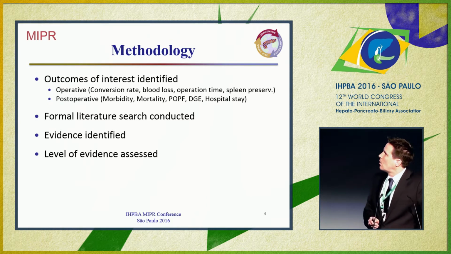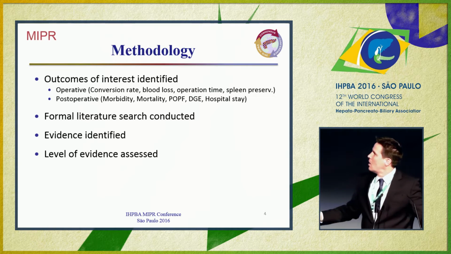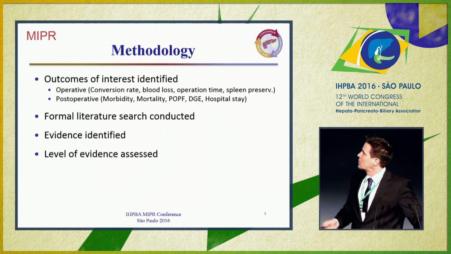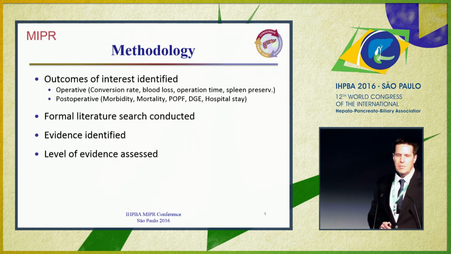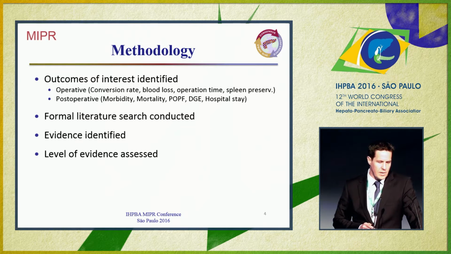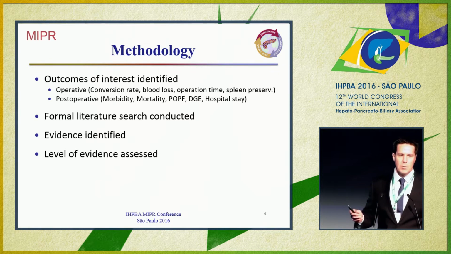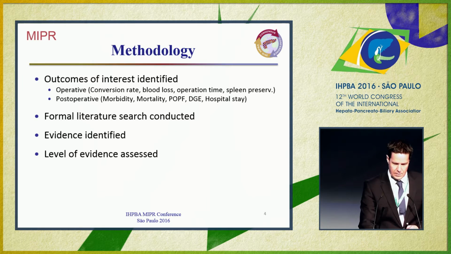Mark's group did all the formal literature searches and identified the outcomes of interest of operative and postoperative factors like conversion rate, blood loss, operation time, etc., and also factors of morbidity, mortality, fistula rates, of course, delayed gastric emptying, and so on and so forth. So this evidence was identified, and the critical appraisal, the assessment of level of evidence, was very easy here, as you will see in the following, because there were no randomized trials. There were only cohort studies and case-match studies, which is, as you know, level 2 and 3 evidence.